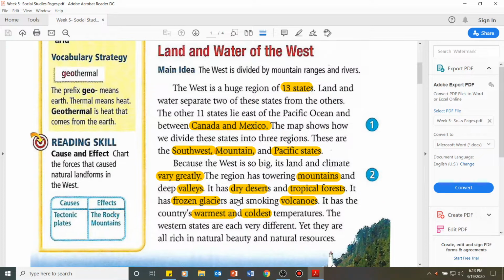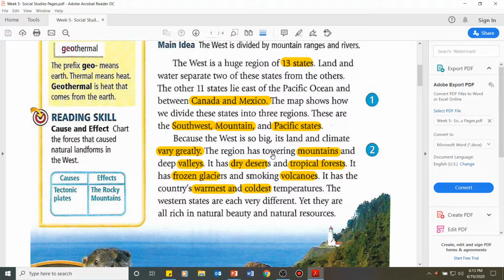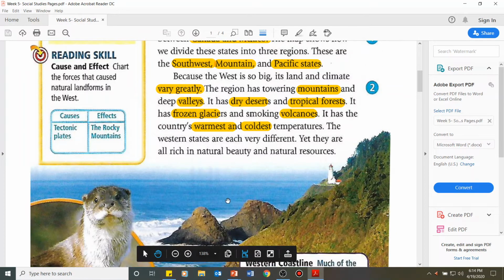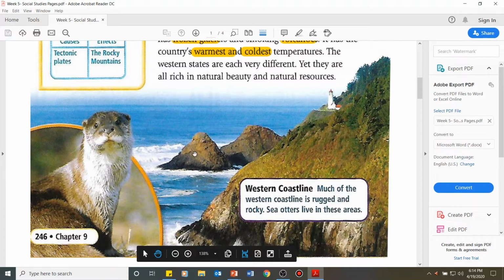Now let's continue. Because the West is so big, its land and climate vary greatly. The region has towering mountains and deep valleys. It has dry deserts and tropical forests. It has frozen glaciers and smoking volcanoes. It has the country's warmest and coldest temperatures. The western states are each very different, yet they are all rich in natural beauty and natural resources. You can see here the natural beauty and natural resources of the West.